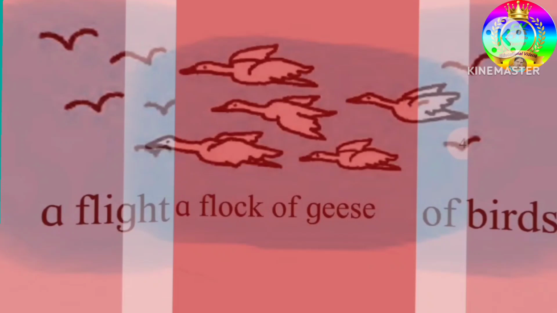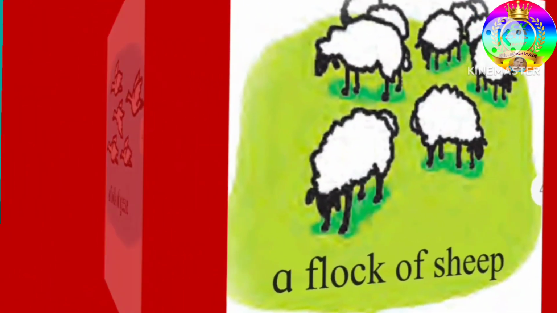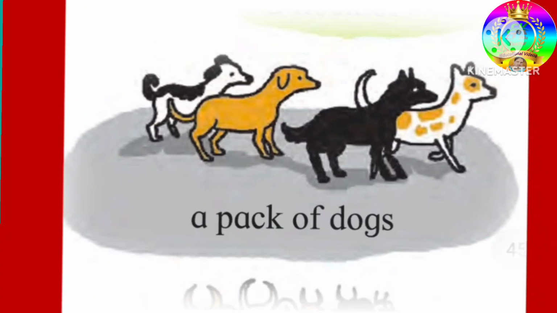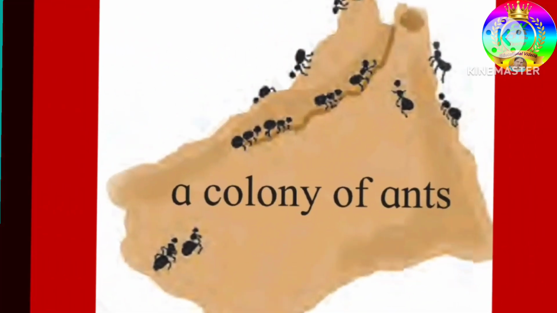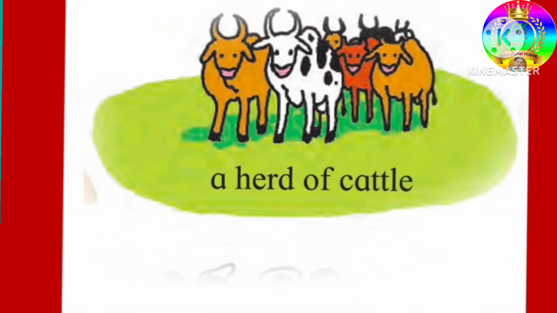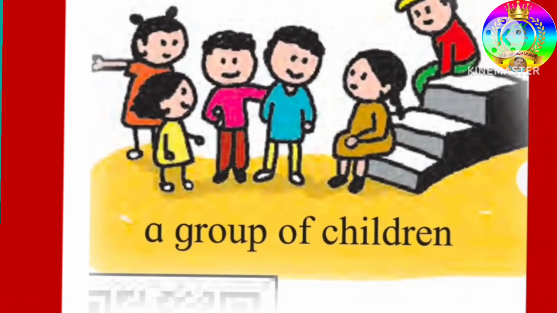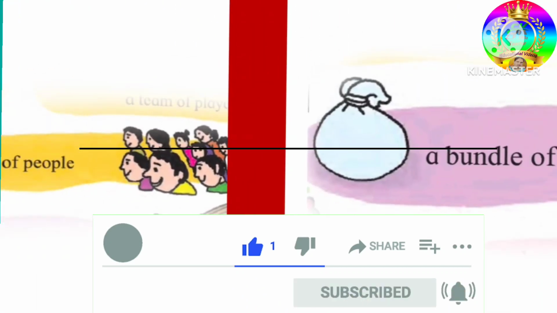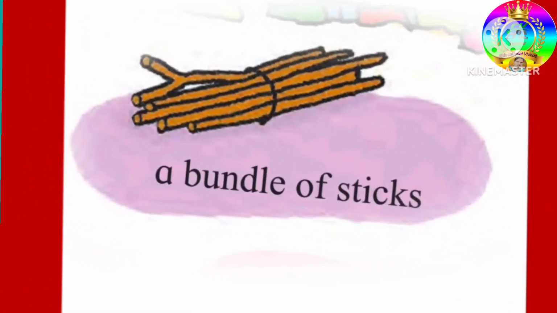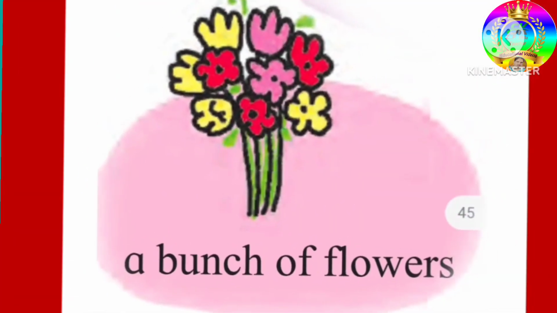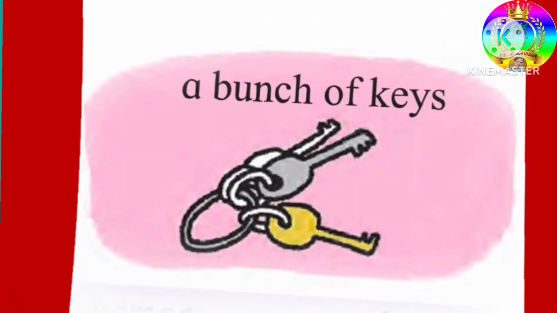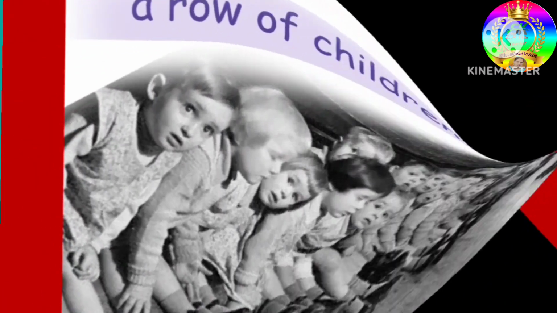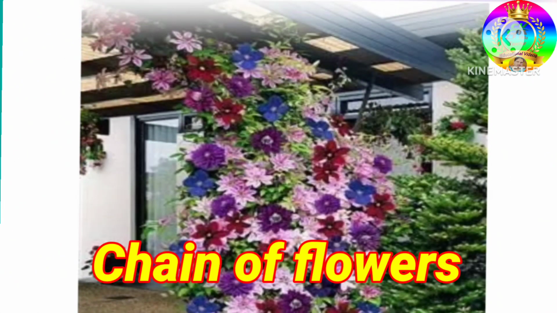A flight of birds, a flock of geese, a flock of sheep, a group of trees, a pack of dogs, a swarm of bees, a colony of ants, a herd of cattle, a group of children, a team of players, a crowd of people, a bundle of clothes, a bundle of sticks, a bunch of flowers, a bunch of keys, a bunch of grapes, a list of names, a row of children, a chain of flowers.